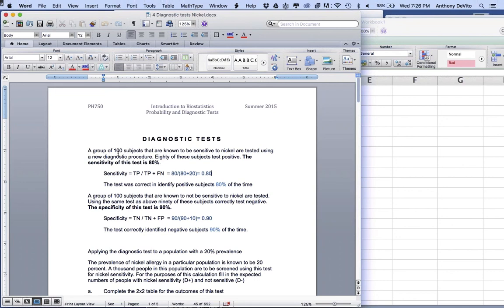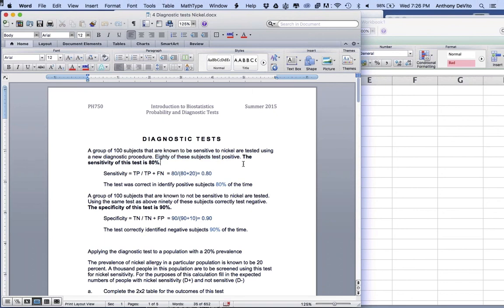Okay, so let's say this company is interested in developing a diagnostic test that is safer for a nickel allergy. They developed a test, and now they want to determine how well it works. So they might take a group of 100 subjects that they know are sensitive to nickel, that it's already known they have a sensitivity. Now they use this new diagnostic test on them. And as it turns out, out of those 100 subjects who we know are sensitive to nickel, 80 of those subjects test positive.